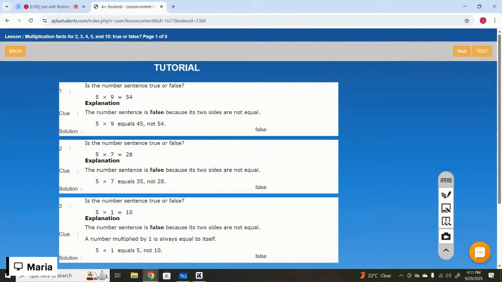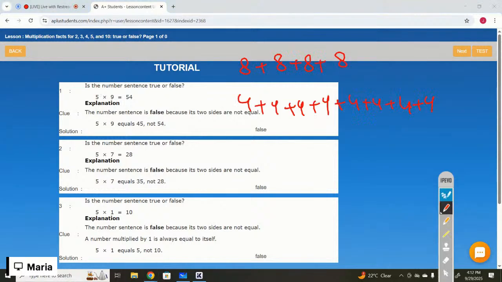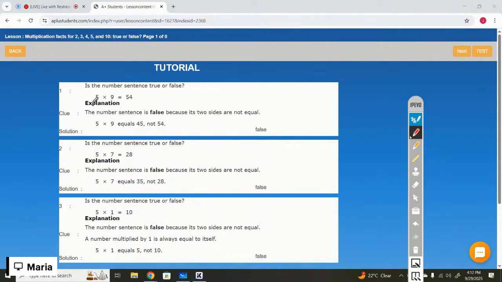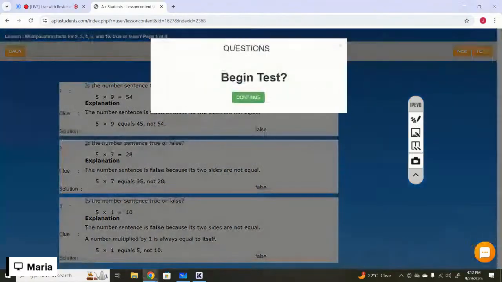Is the number sentence true? 5 times 9 is 54. False it is, because 5 times 9 is 45, and 45 is not 54. Let's just start with the test questions.